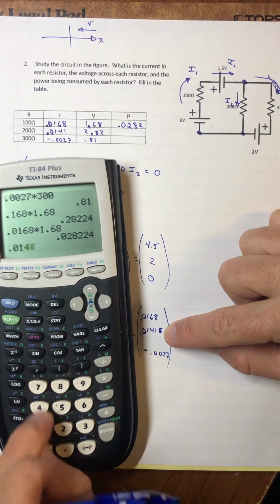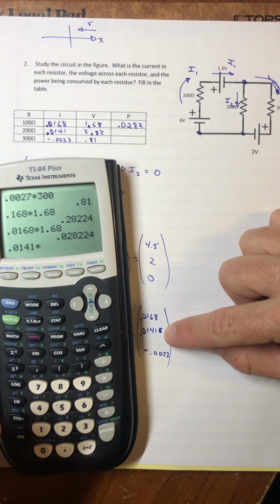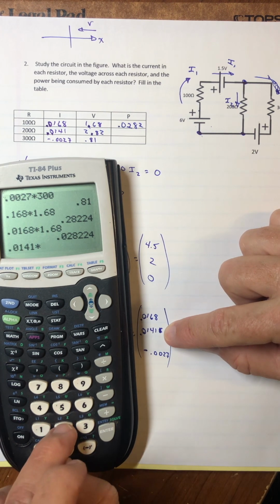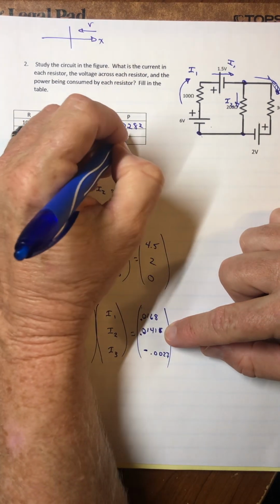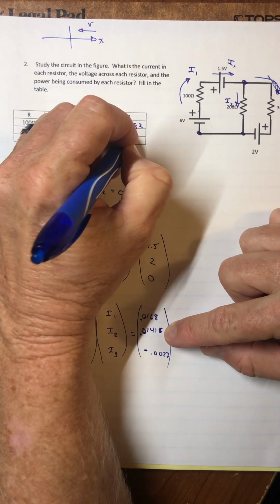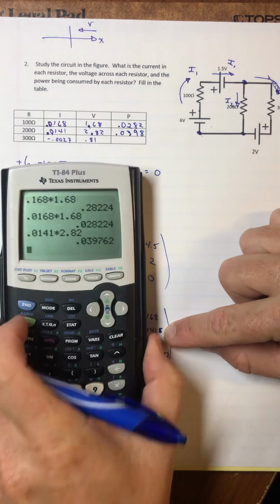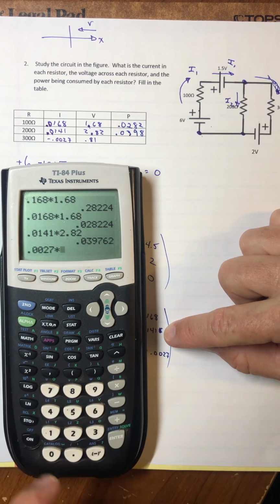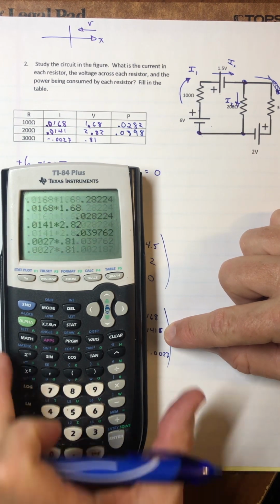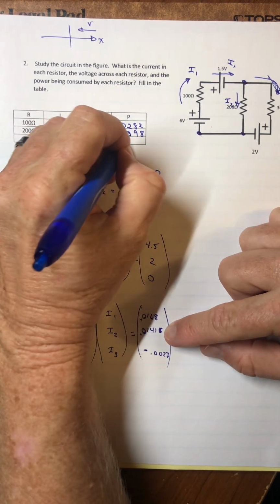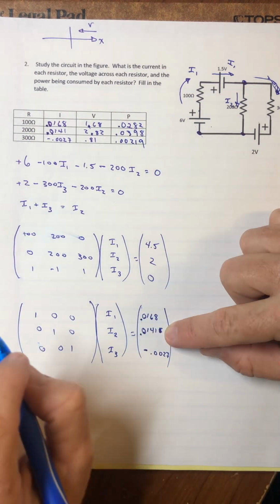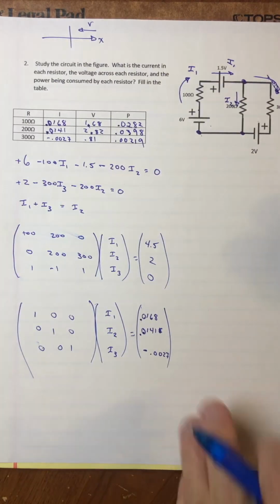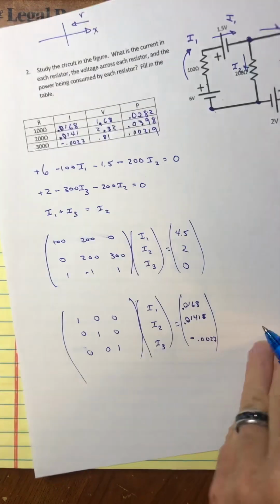Okay, so 0.0141 for the current, and then times 2.82 for the voltage. So 0.03, I'll call it a 98. And finally, this last one, 0.0027 for the current and 0.81 for the voltage, 0.00219. Okay, good. All right, so there was quite a bit on that problem.